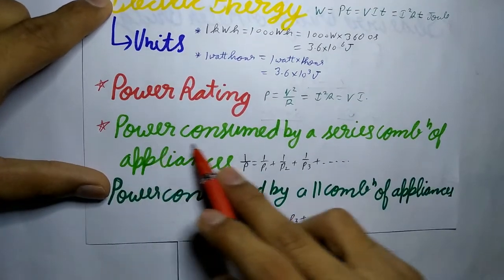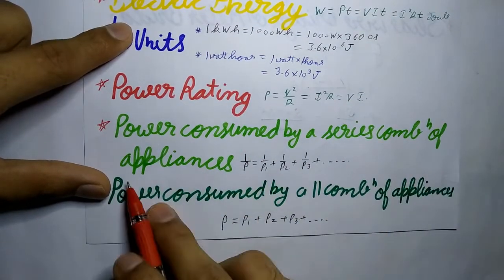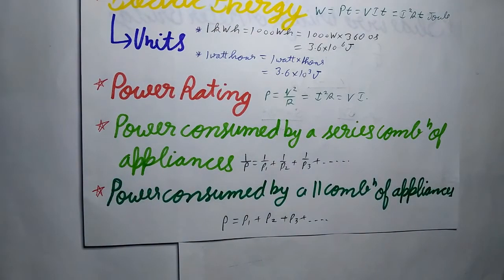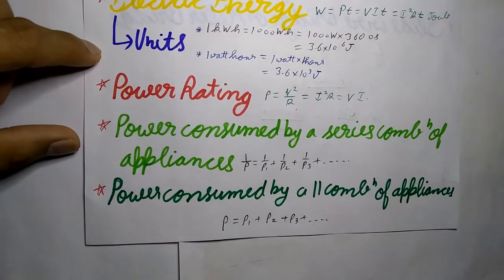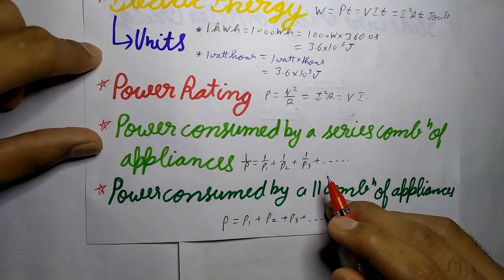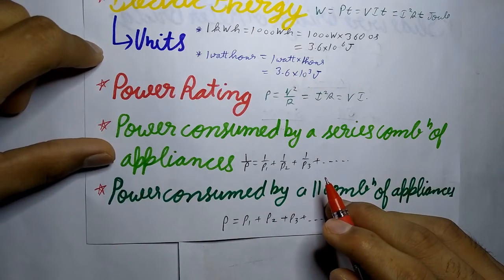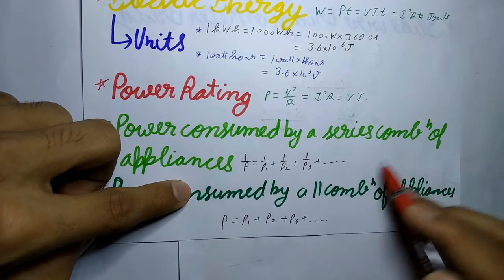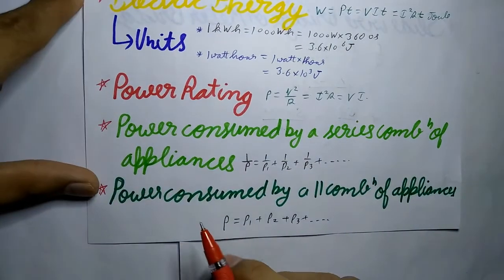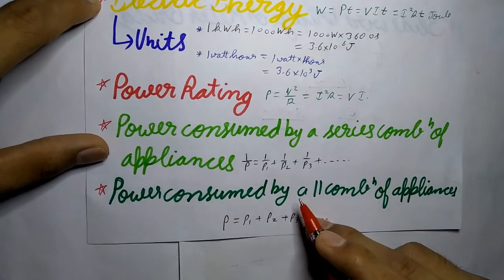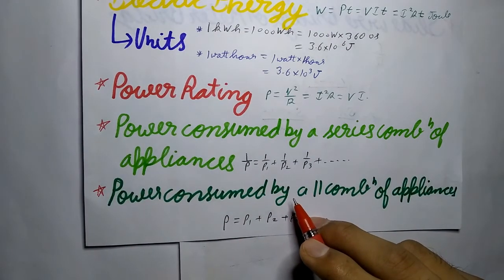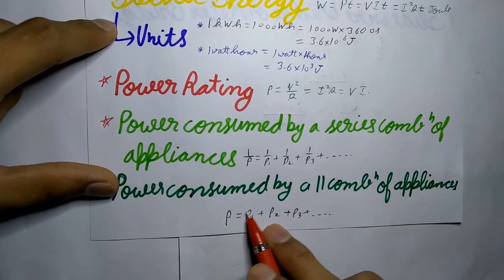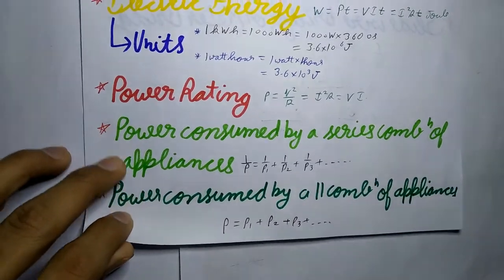Now next is power consumed by a series combination of appliances. So this is the formula. The reciprocal of the effective power is equal to the sum of the reciprocals of the individual powers of the appliances which have been manufactured for working on the same voltage. So 1/P = 1/P1 + 1/P2 + 1/P3 up to 1/Pn. Now power consumed by a parallel combination of appliances. The effective power is equal to the sum of the powers of the individual appliances. So P = P1 + P2 + P3 up to Pn.